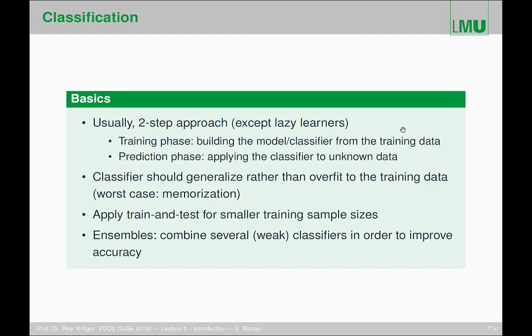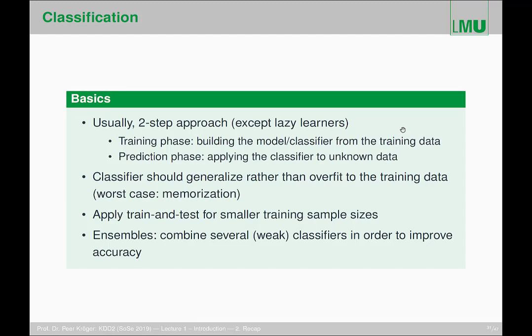In order to avoid overfitting from the method by itself, we typically apply train and test scenarios for small training sample sizes. That means we don't want to evaluate how good our model is on the same set on which we trained the model, because otherwise the memorization will always be the best model. So we split our data set in order to evaluate the trained model. We split the data set into a test set and a training set, and we train only on the training set and then evaluate only on the test set, which is different from the training set. That's important to avoid overfitting here.